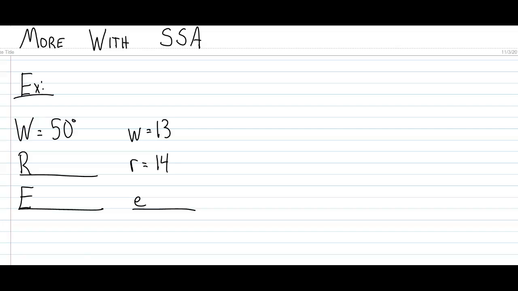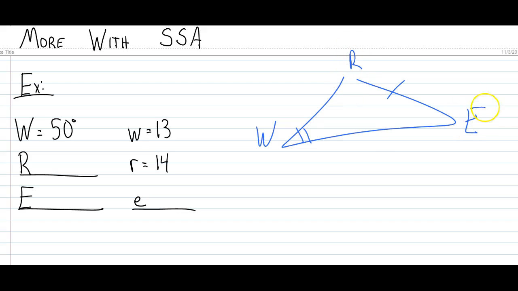So this video gives examples of how to work with the side-side angle case. We're going to jump right into this first example, and we're given a side-side angle. If we drew this, we have angle W, we have little w, and we have little r. Little r could be this bottom one, or it could be the one up there. We'll just draw it like this, so little r equals 14.